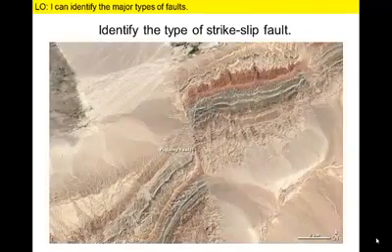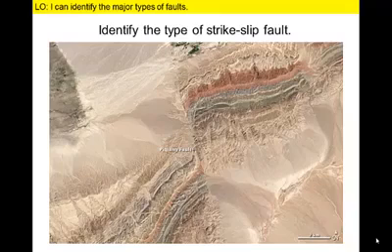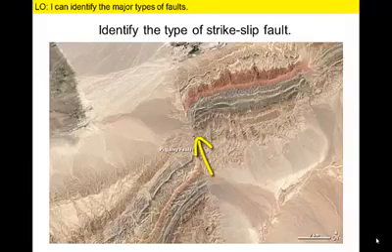Okay, last one, we promise. Are these colorful layers of rock offset by a right or left lateral strike-slip fault? If you were to walk to the end of one of these colorful layers in the lower part of the image, you would have to turn to your left to see the same layer in the upper part of the image. Consequently, this would be a left lateral fault.